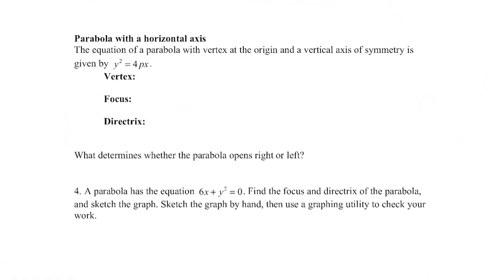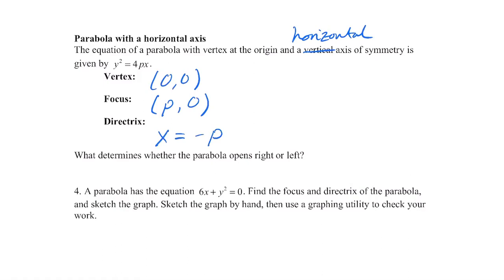Now, we can also talk about parabolas with a horizontal axis. The equation of a parabola with the vertex at the origin and a horizontal axis of symmetry is given by y squared equals 4px. In this case, our vertex is still 0, 0, but our focus will now be p for the x coordinate, 0 for the y, and the directrix will be x equals negative p.